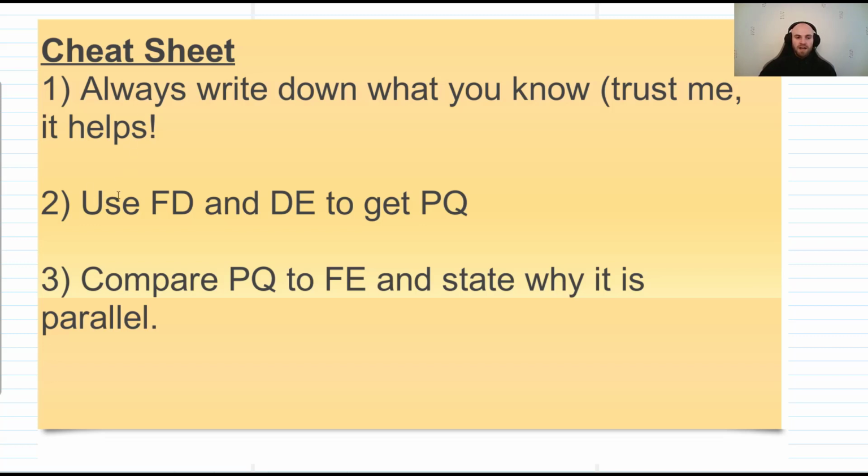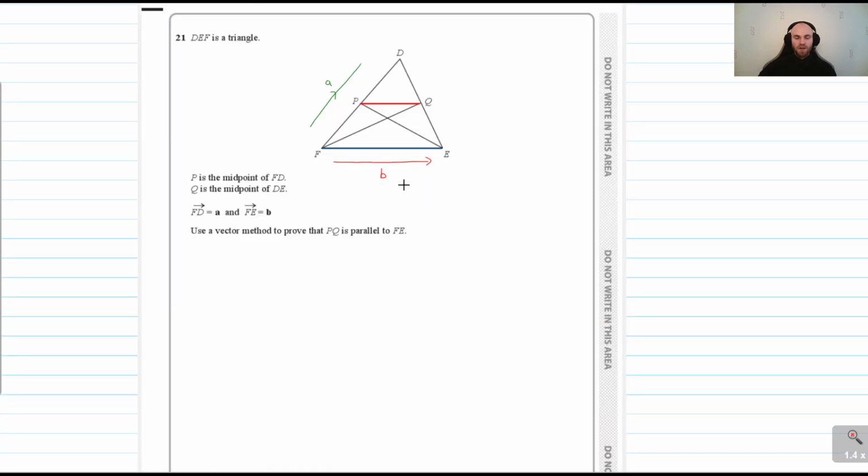We're going to use FD and D to E to get P to Q. You're going to see what I mean by that in a moment. And then we're going to compare P to Q to F to E and state why it is parallel. Okay. So I'm just going to highlight this now so you can see what I mean.